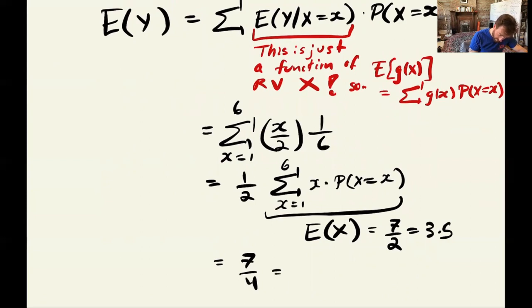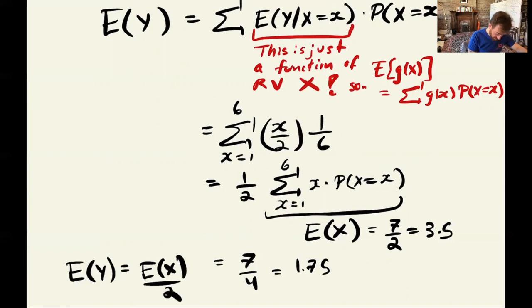Which ends up equaling 1.75. So the expectation of y equals the expectation of x divided by 2, which equals 1.75.